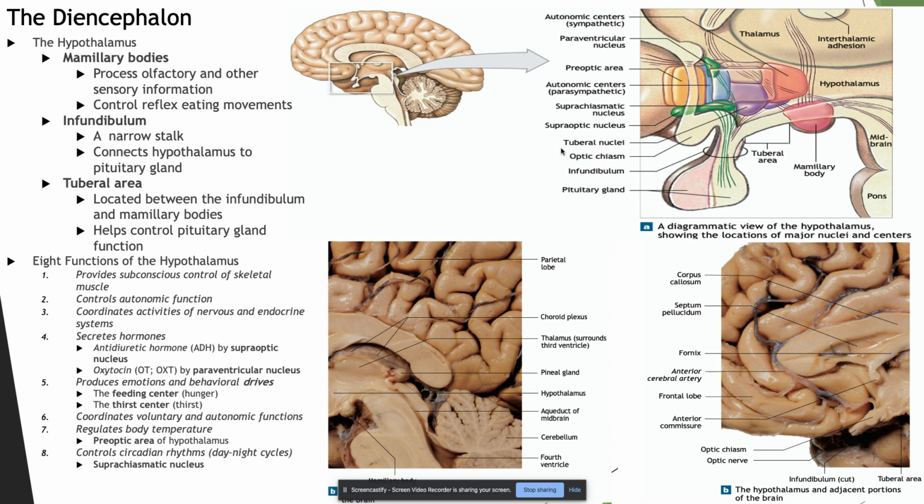2, the control of autonomic functions. The hypothalamus adjusts and coordinates the activities of autonomic centers in the pons and the medulla oblongata that regulate heart rate, blood pressure, respirations, and digestive functions. 3, the coordination of activities of nervous and endocrine systems.